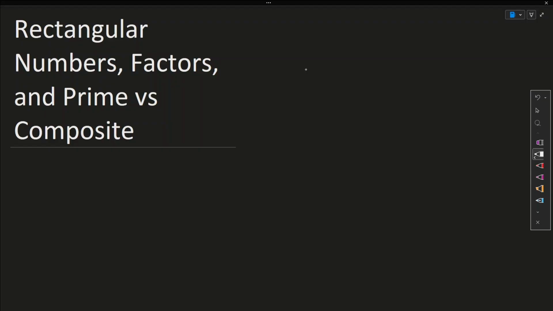Welcome back. Now that we have the language of factors and multiples, let's move on to one of the most helpful visual models for this topic, rectangular numbers. Imagine we have these square tiles and we want to arrange them into rectangles. Let's begin with 6 tiles. How many rectangles can we make?